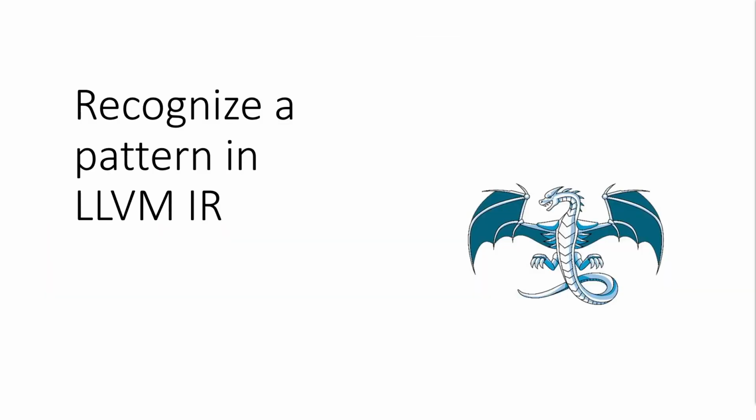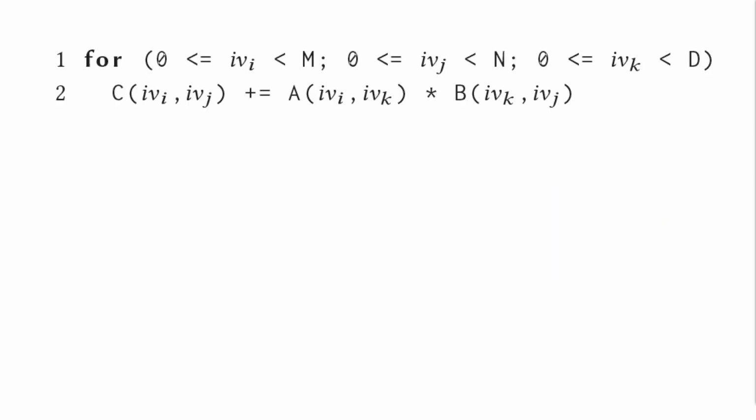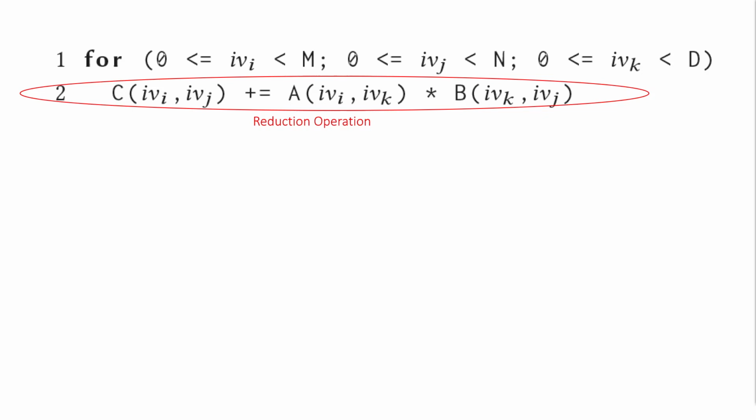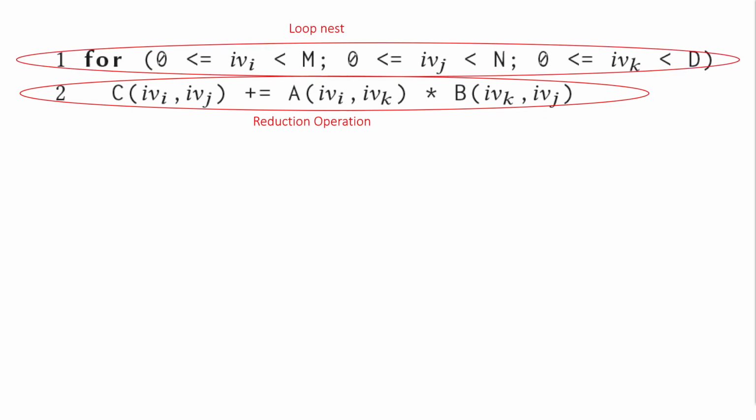How do we put these into code? Well, we first need to recognize a pattern such as matrix multiplication in LLVM IR. We do this by first breaking down a matrix multiplication into its parts. There is a reduction operation and a loop nest. This loop nest is at least 3 deep, but it could be more if there are packing operations involved.